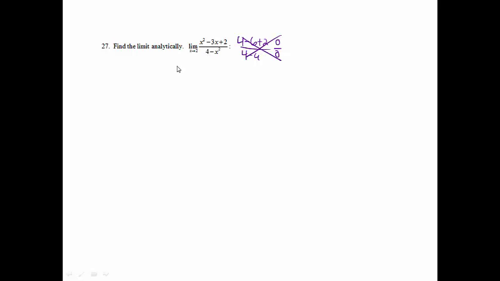So the next thing I'm going to do is try to use the cancellation technique. So I'm going to factor the numerator. I'm going to get x minus 2 times x minus 1. And in the denominator, that is a difference of squares, which is 2 minus x, 2 plus x.